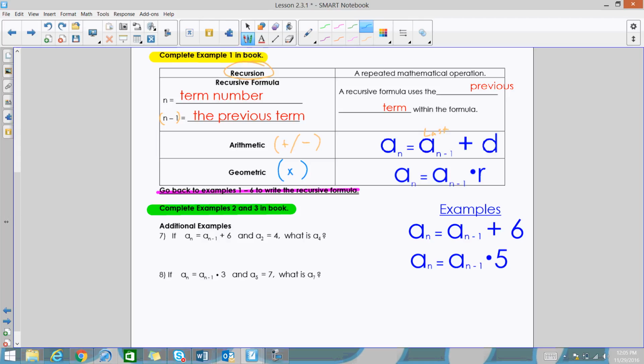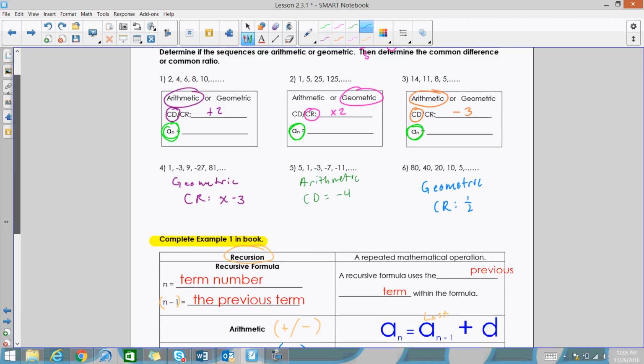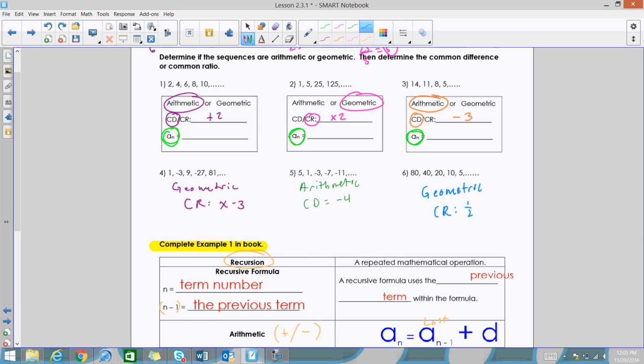So let's go back to the first 6 examples up at the top here, and let's try to create a recursive formula. Arithmetic means that you need your last term. So you write out a sub n minus 1, and then add your difference in. So it's going to be plus 2.